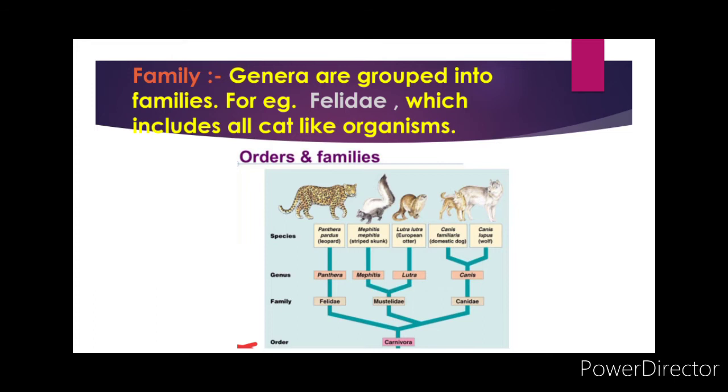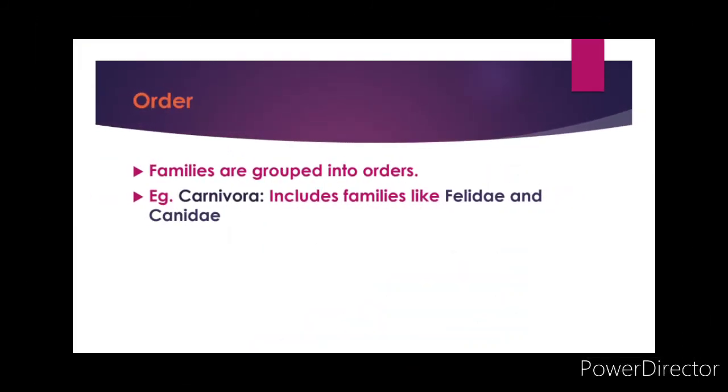Now, next is order. Families are grouped into orders. In this diagram, you can see how the classification of species, genus, family, and order can be done. You can see how this particular order is classified into various families, genera, and species. So in an order, all families are grouped, whose individuals may vary in different ways. Take the example of order Carnivora. Carnivora includes families like Felidae and Canidae. Felidae is the family of cats, while Canidae is the family of dogs. They are included in the same order, Carnivora, as they are carnivores. Plant-eating animals are not included in them.